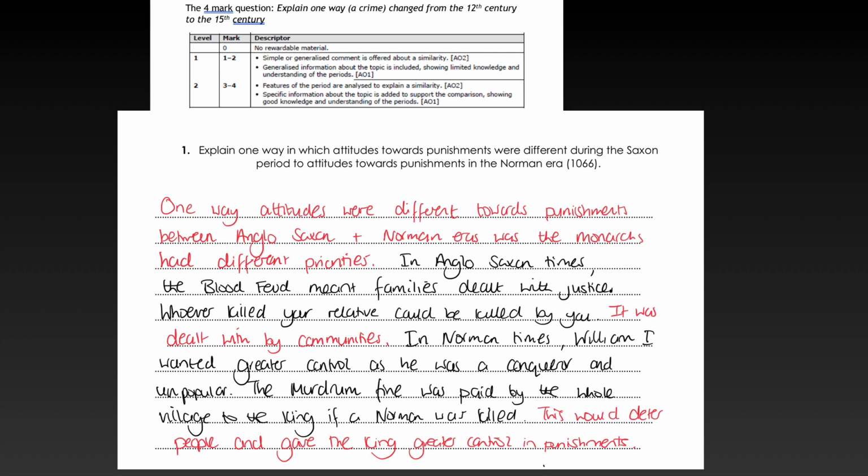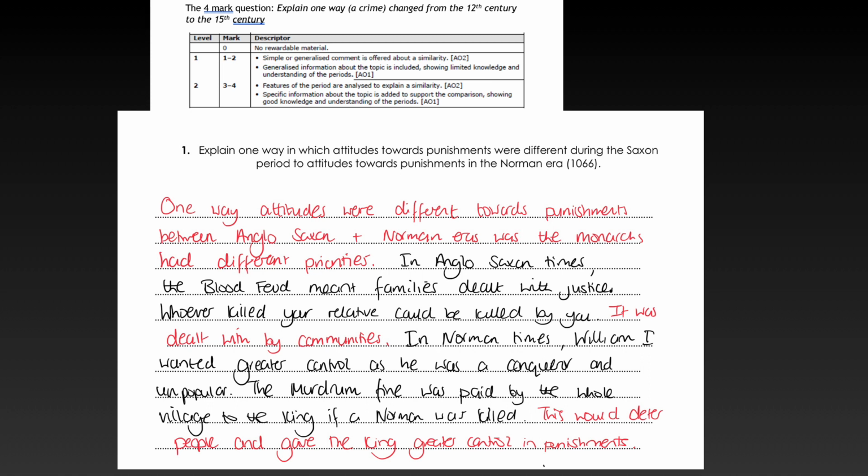So I would highlight what it's asking me to do, like attitudes towards punishment. So I know I'm only focusing on punishments. If you go the other way and you start talking about crimes, you are not getting points for that. Differences, I'd highlight here, and I'd also highlight the eras or put a ring around the eras so I know that it's Saxon versus Norman, because again, if I do the wrong era, I'm not getting any marks.